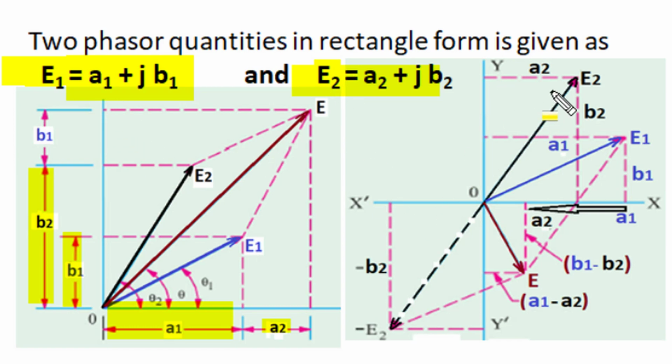Similarly, to find the difference, E2 is reverted and made minus E2, and now this minus E2 is added to E1 again by the parallelogram principle. The tail of minus E2 is placed on the head of E1, and the tail of E1 and the head of minus E2 are connected together to get the E1 minus E2 phasor.